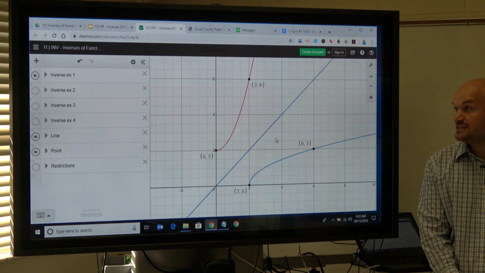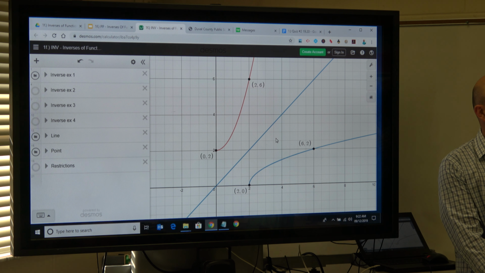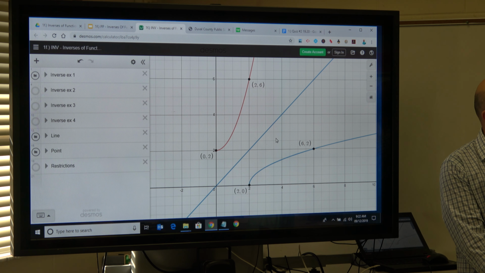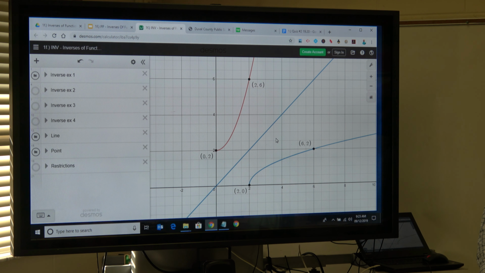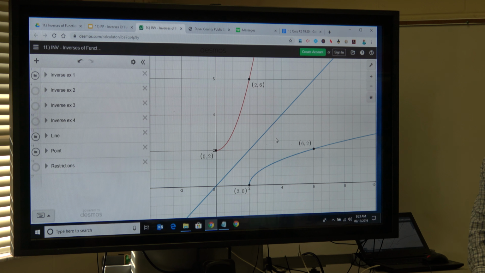Now, that's very important because we have some things that are related to x and y coordinates. For instance, domain and range. Look at the domain of that blue graph. The domain of that blue graph is all numbers greater than or equal to 2. What is the range of the red graph? All numbers greater than or equal to 2. The domain of the blue graph is the range of the red graph, right? And also, the range of the blue graph is all numbers greater than or equal to 0, where the domain of the red graph is all numbers greater than or equal to 0.